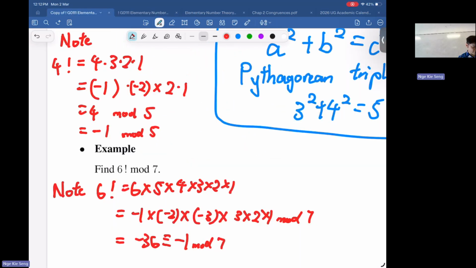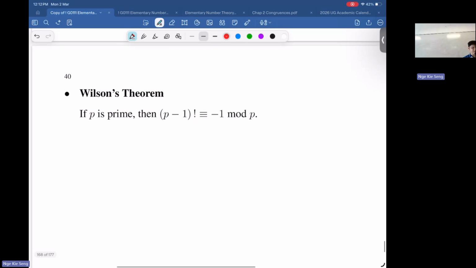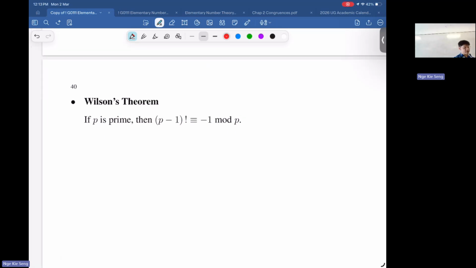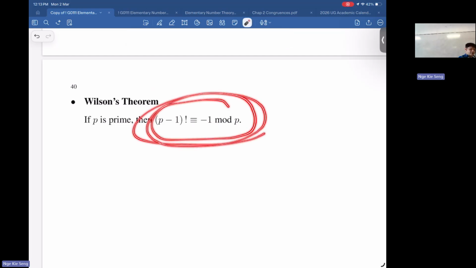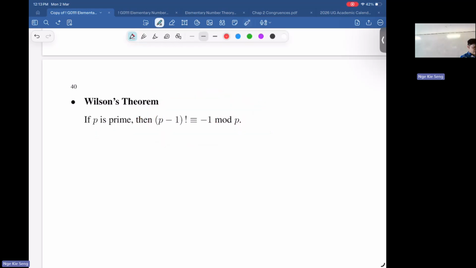Maybe we don't talk about the proof, but the point here is if P is prime, definitely this is true. But the converse is true as well. Meaning, let's say you figure out that P minus 1 factorial is congruent to -1 mod P, then P has to be prime. So the converse of Wilson theorem is true as well.